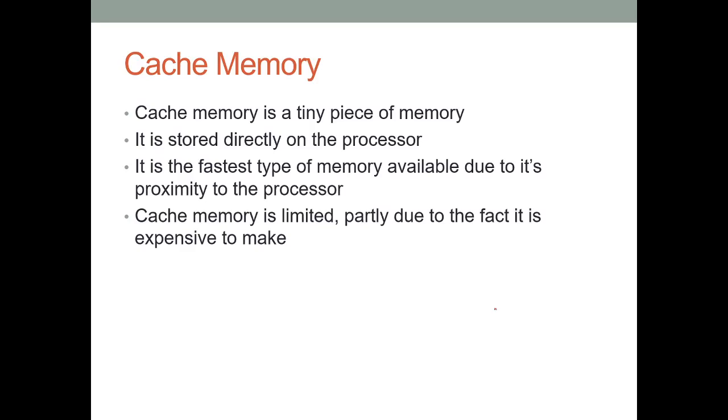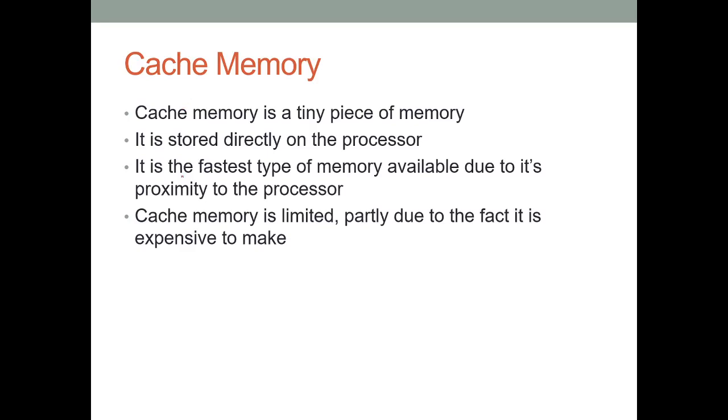Cache memory is a tiny piece of memory stored directly on the processor. It's really limited because it's quite expensive to make. Because it's stored directly on the processor, it's the fastest type of memory available. It's actually faster than registers, which I think the last PowerPoint said were fastest. That's kind of at NAT5 level. There aren't many lies you get told at NAT5 in this course, but this is one of them. Really, cache is faster than registers, and then it's RAM or your main memory.